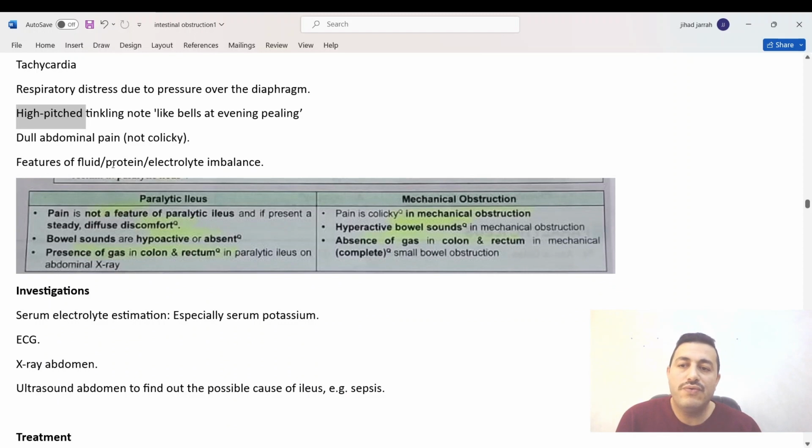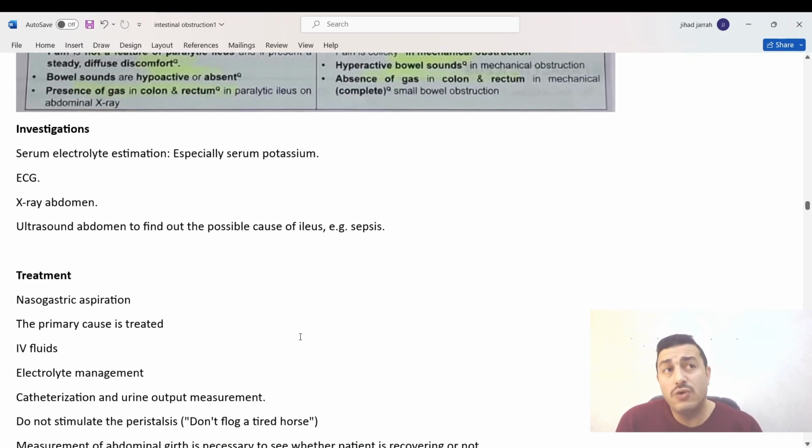Okay, and feature of fluid, protein, and oxidative balance. Here they compare the paralytic ileus, or adynamic, and the mechanical cause, the dynamic. We said that the pain is not a feature, or if it's present, it will be dull, diffuse, steady. Bowel sound is hypoactive or absent, and there is gas in the colon and rectum. While in mechanical obstruction, there is absence of gas in colon and rectum, and the bowel sounds are initially hyperactive.